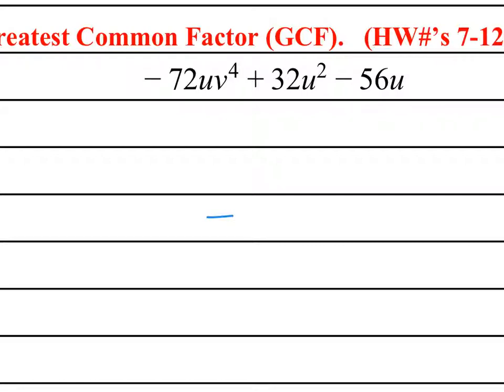9 times 8 is 72. 8 times 4 is 32. 8 times 7 is 56. That's the highest one. Okay, so 8. Now let's look at the u's. How many u's can I take out? 1. And can I take out any v's? Do all three terms have a v? No, so you can't do that. So the only thing that you can take out would be negative 8u.